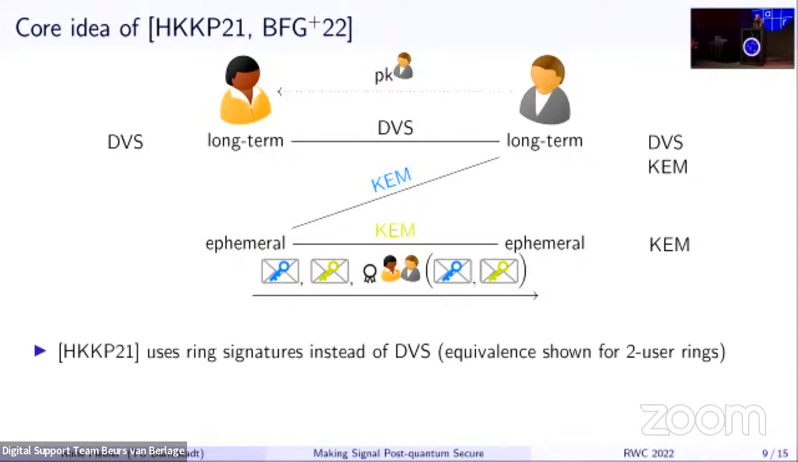And let me briefly mention that Hashimoto et al. follow the same approach. However, they're using ring signatures here instead of DVS. But it turns out that DVS signatures and ring signatures are equivalent for rings of two users under some constraints.